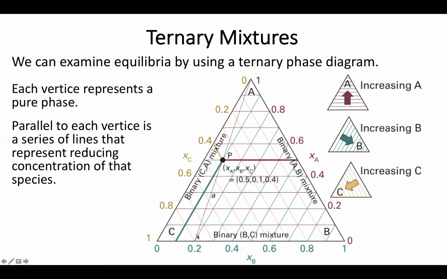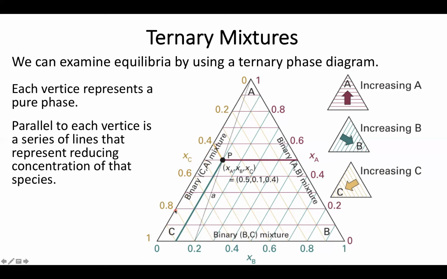Well, we can go ahead and repeat the same process with the other two vertices, where the one on the right here represents B, and the one on the left represents C. So here on the right, we have pure B, then I've got 90, 80, 70, 60, 50, 40, 30, 20, until we get to this very last line where there's no B present at all.